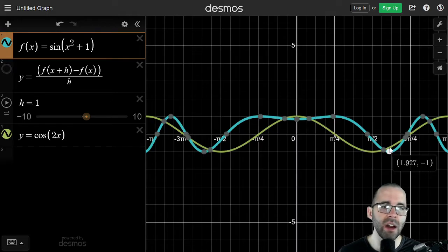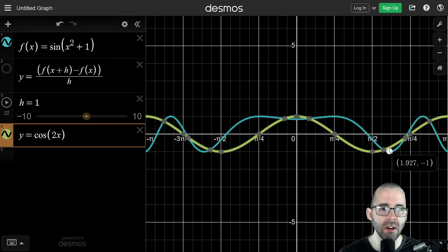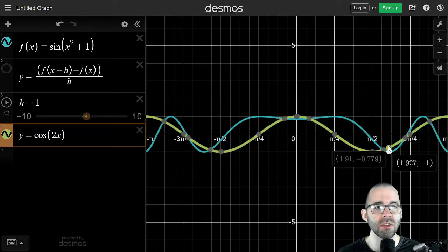But notice that the green graph is not 0 here. The green graph is our guess of the derivative. And the green graph says that we should have a slope of negative 0.779. Green graph is a slope graph, derivative graph. It tells us the slope of the blue graph. So this can't be the derivative.